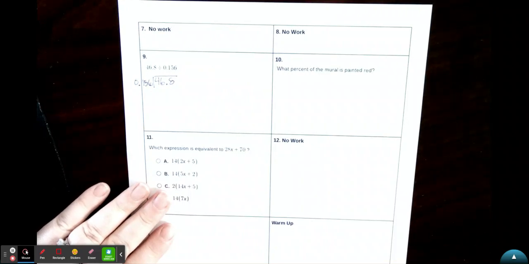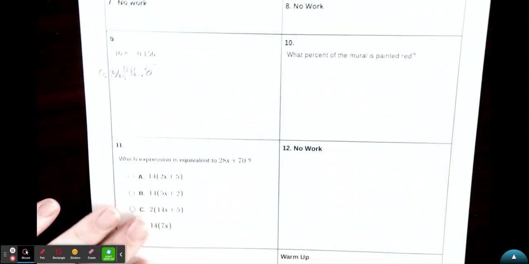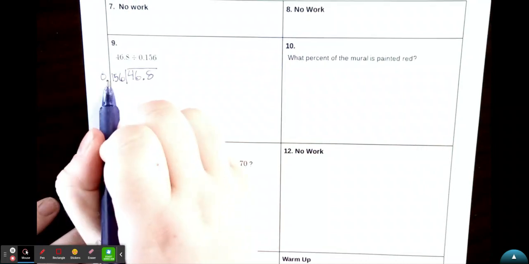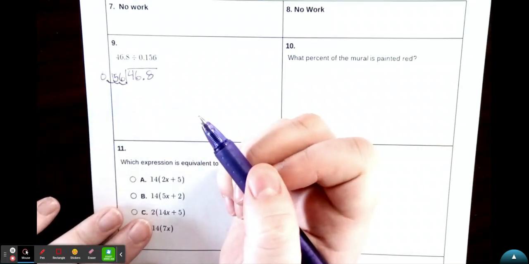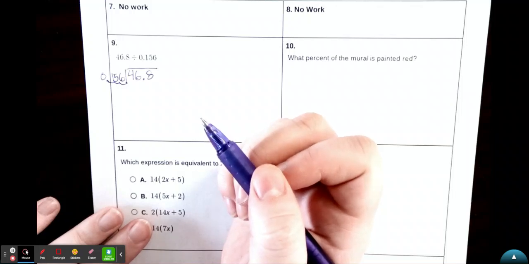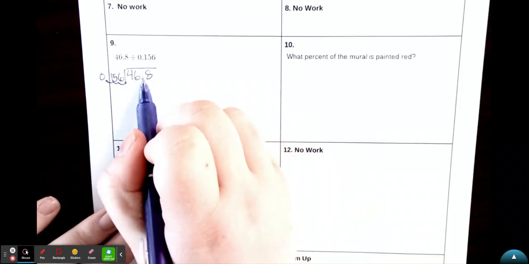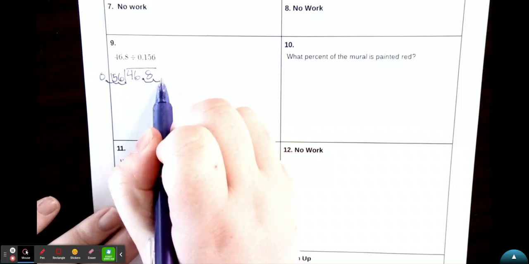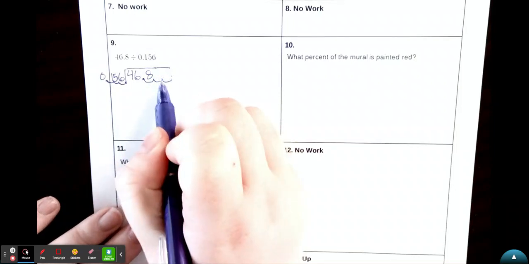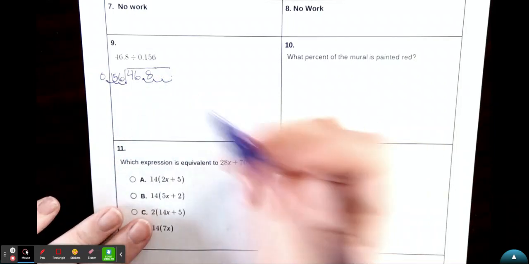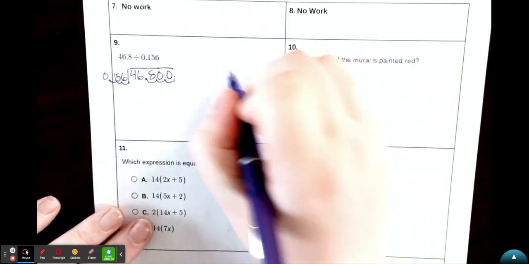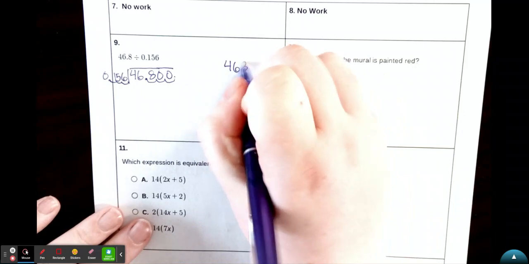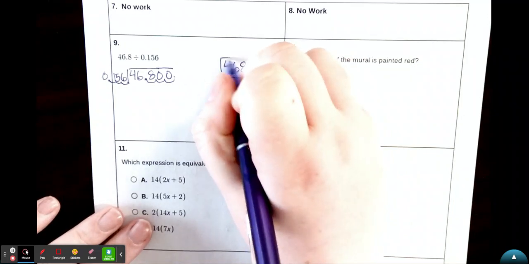What's my first step? Yeah, I need to move this decimal how many times? 1, 2, 3. So I moved it 3 times, which means I need to move this one 3 times. And then these little gaps, what do I put there? Zeros. All right, so I'm going to rewrite the problem. So I have 46,800 divided by 156.